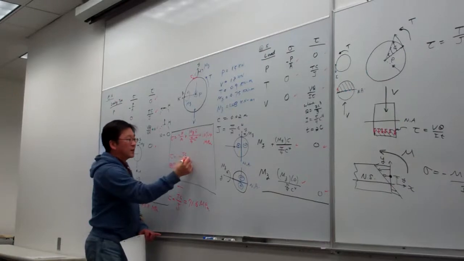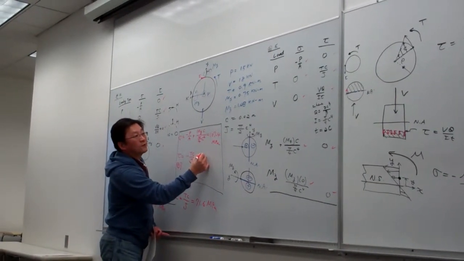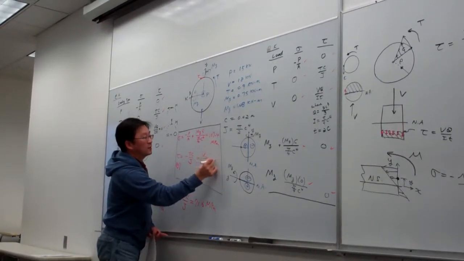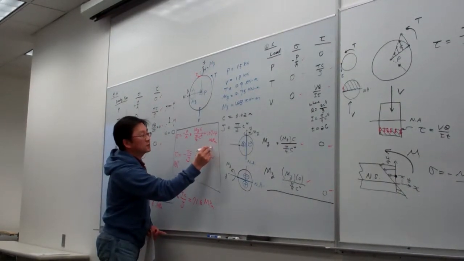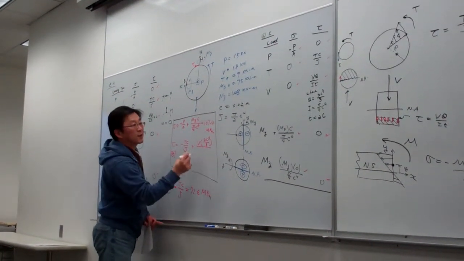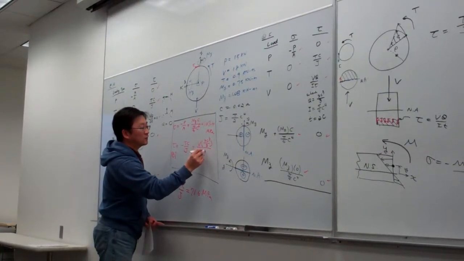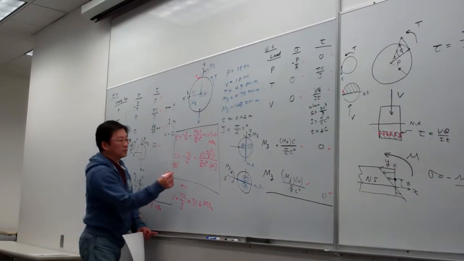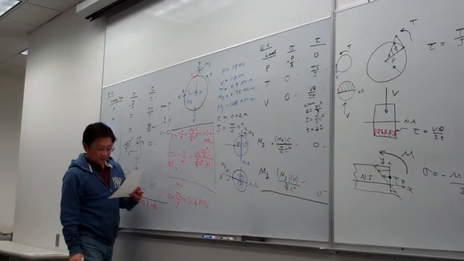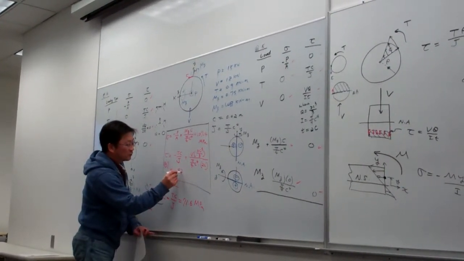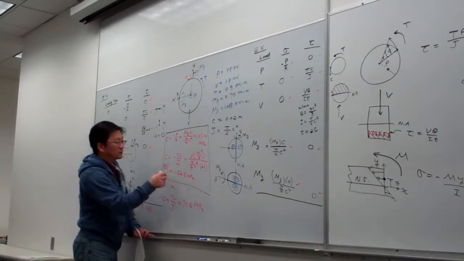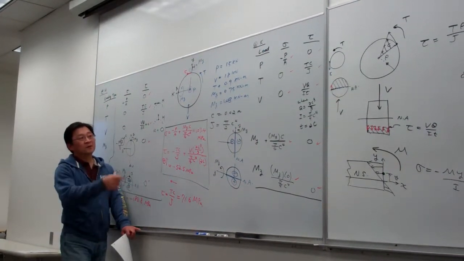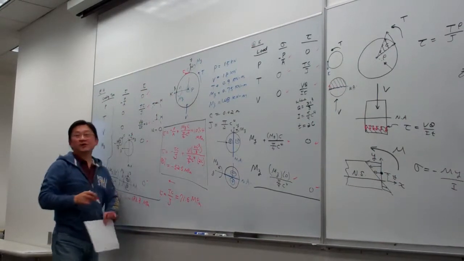And then plus VQ over It. Let me plug in V, and Q equal to 2c cubed over 3, and I equal to pi over 4 c to the 4th power, and t equal to 2c. That's it, and then we do the numbers. We see that is minus 52.5 MPa. So if I take upward as positive and I got a negative value, basically at point K the shear stress should be downward.